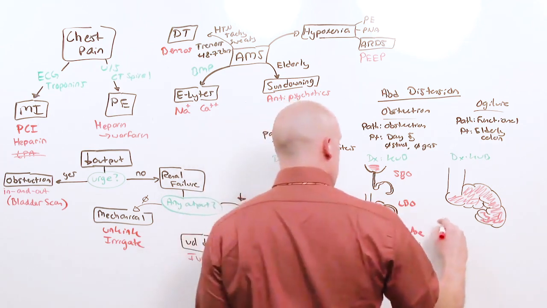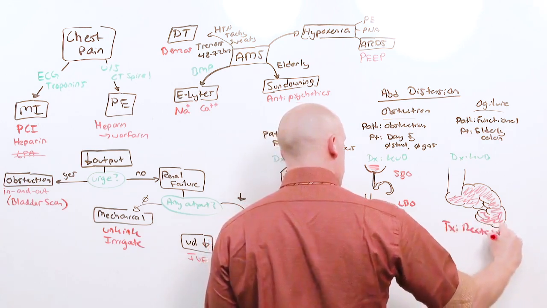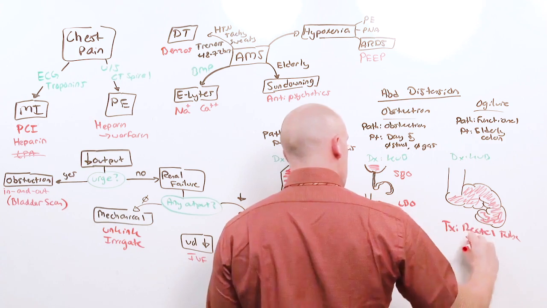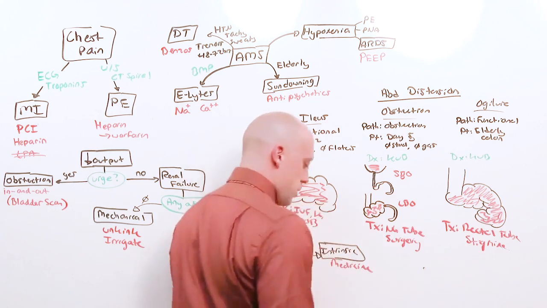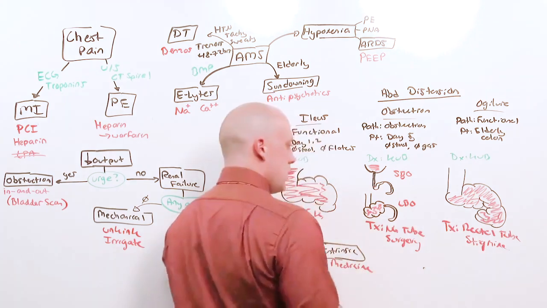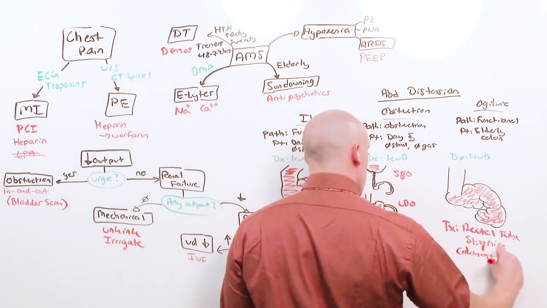And the way you treat it is going to be decompression, so rectal tube, neostigmine if you have the rectal tube in place and the rectal tube has failed, and ultimately they may need a colonoscopy to rule out the cancer.